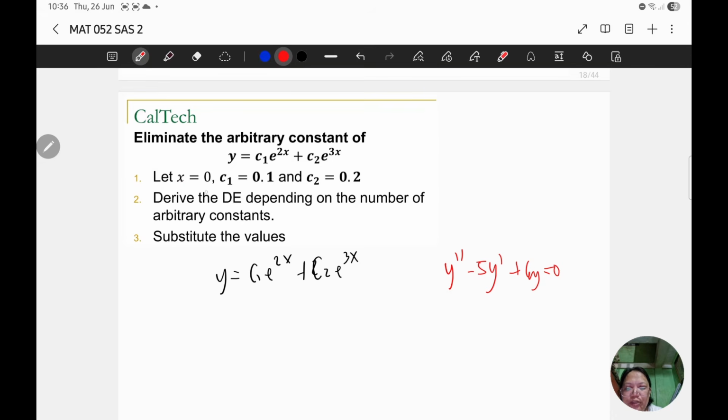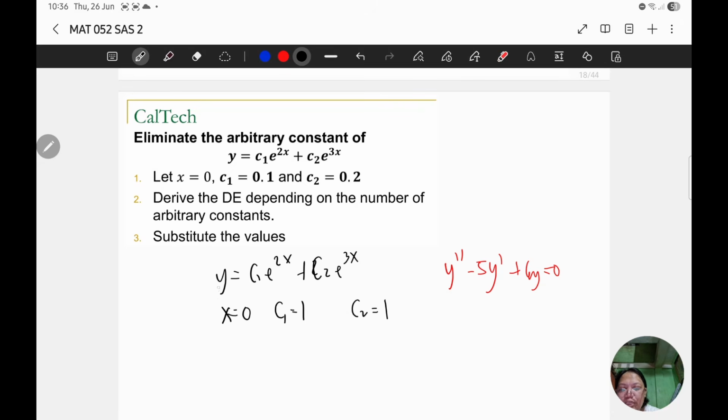So first step is to let x equal to 0. Then c1 is 0.1 and c2 is 0.2. But c1 and c sub 2 are arbitrary constants, so they can be any value. So it is much easier if we use 1 for c1 and 1 also for c2, right? Because it is any number. Next step is to derive the original equation, depending on the number of arbitrary constants.